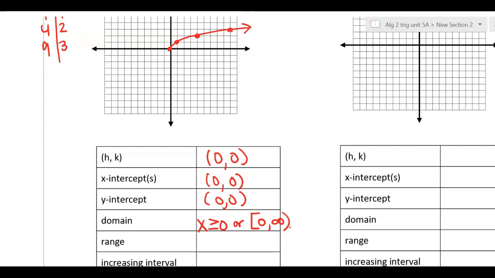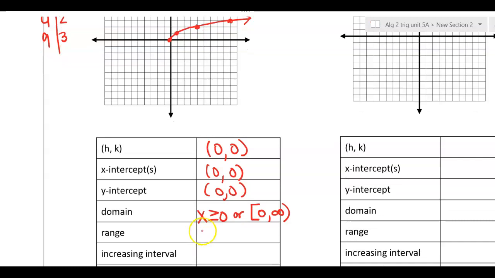All right, what about the range of the graph? Beverly? Good. Okay, so because again it has that distinct endpoint and we're looking up and down, we're looking at y values now, and y has to be greater than or equal to 0. Or in other words, the same interval from 0 to infinity.